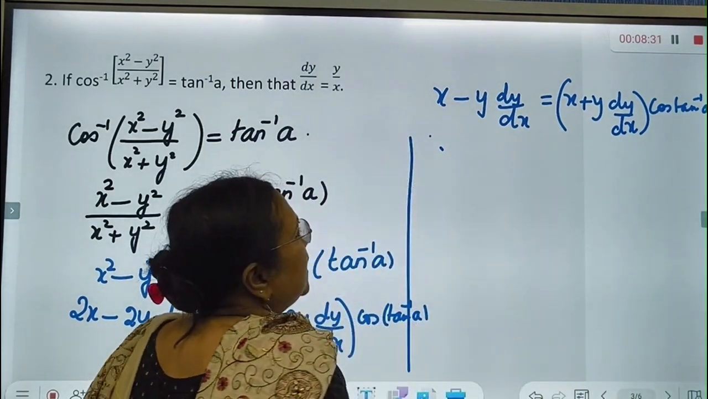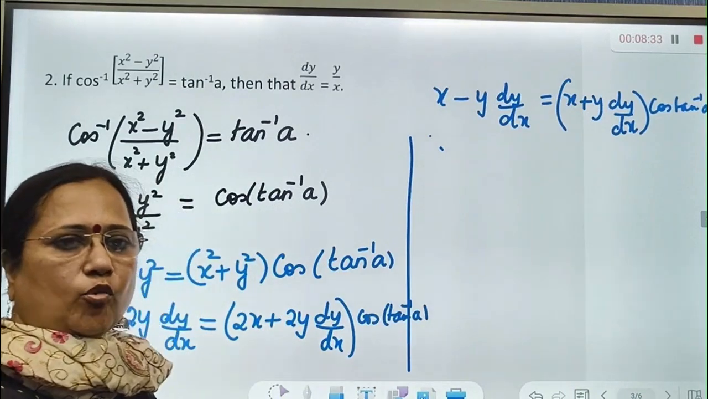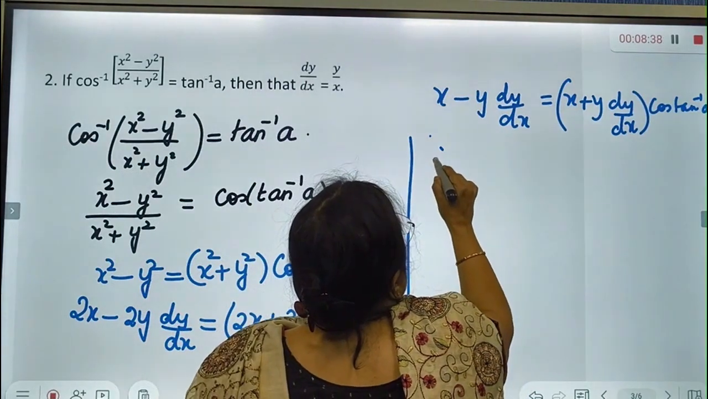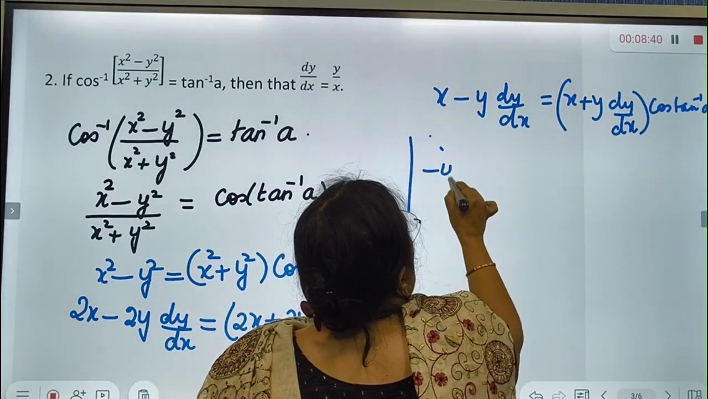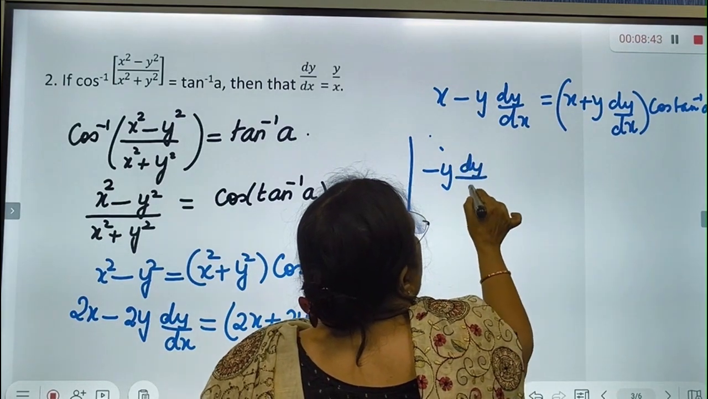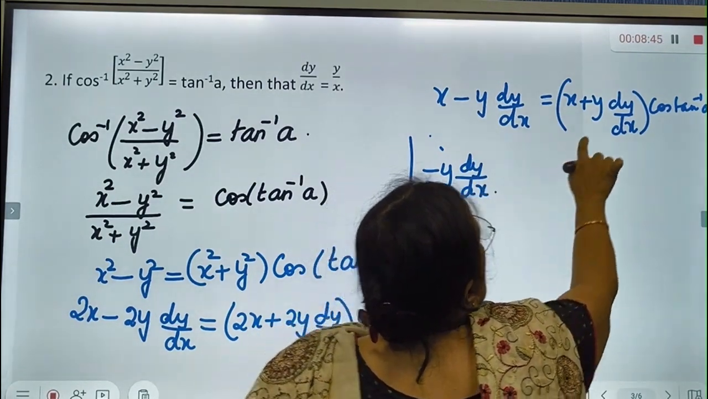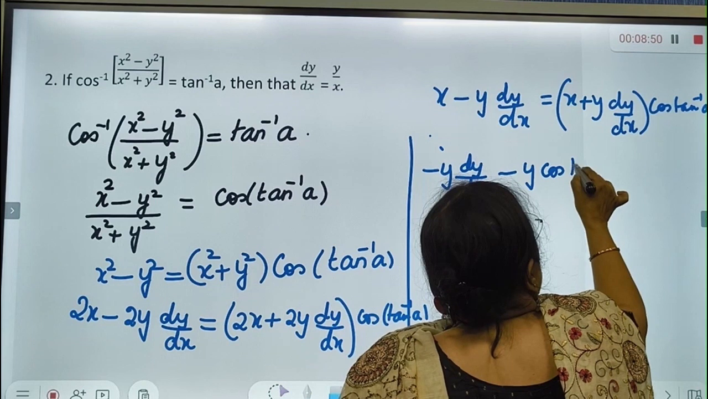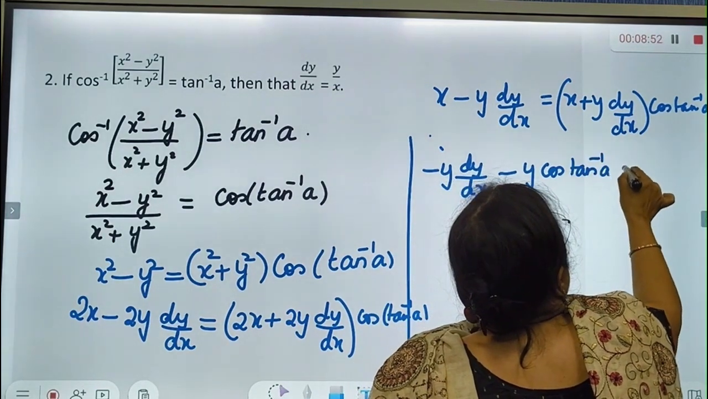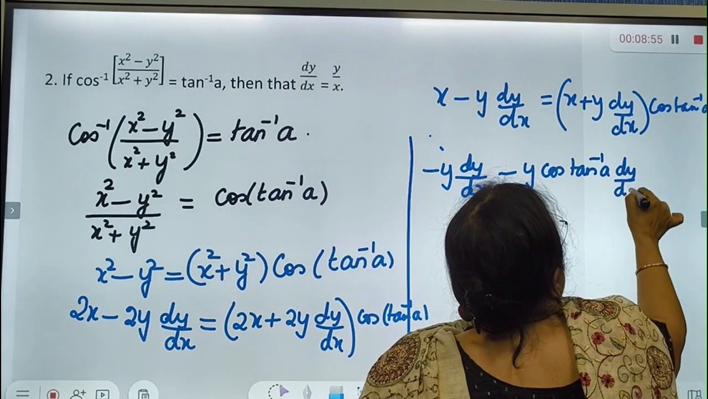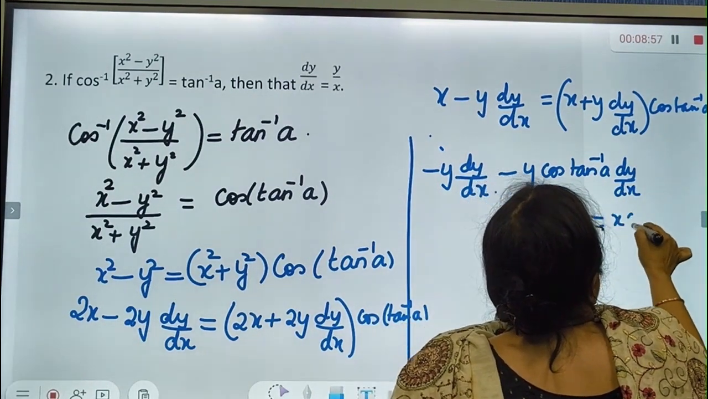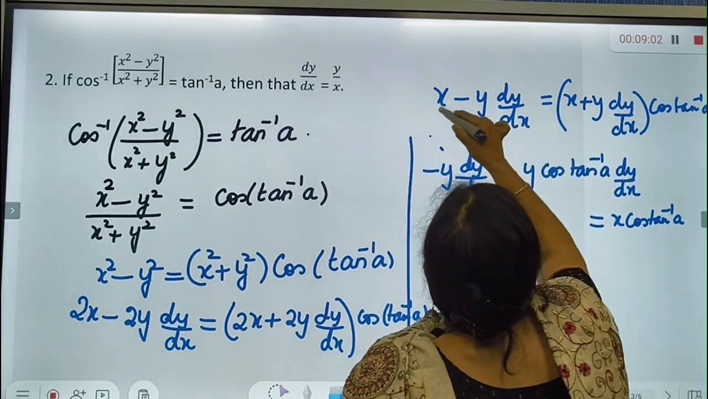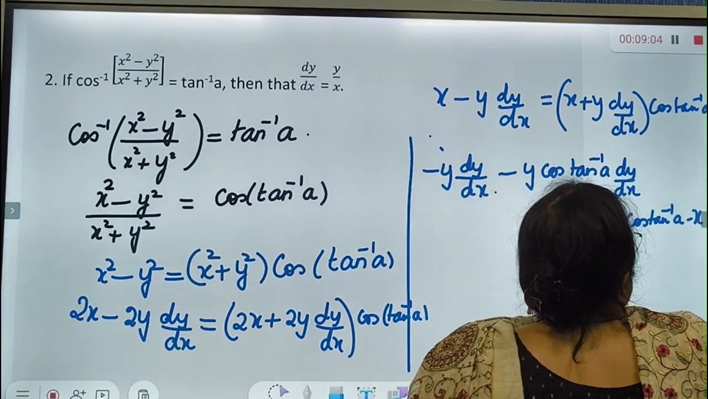Okay, now let me collect the terms dy by dx because that is what we want to find. We want to find what is dy by dx. So, minus y dy by dx. So, when I bring this here, what will I get? Minus y into cos of tan inverse A into dy by dx will be equal to x into cos of tan inverse A. This x, if I take to that side, will become minus x.